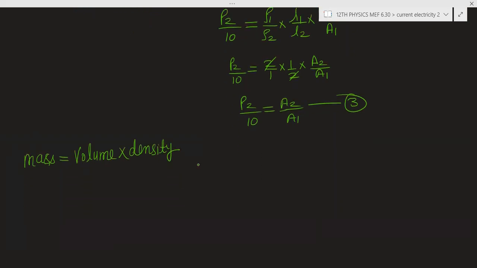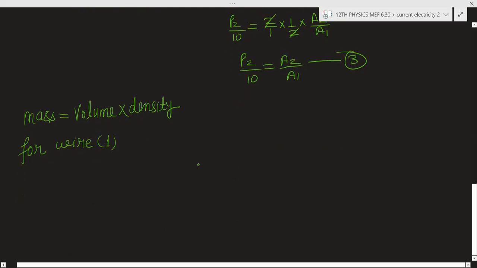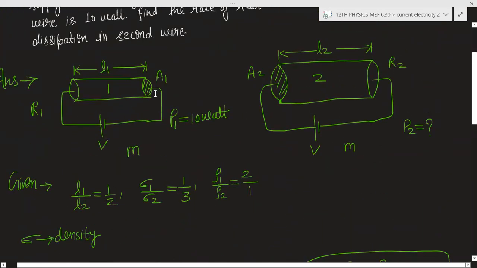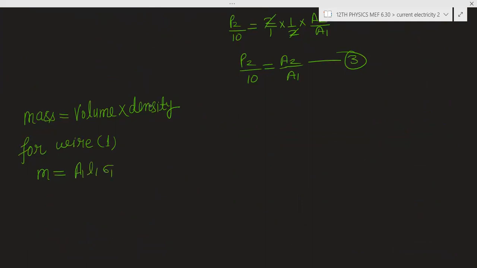For wire 1, suppose you want to calculate the mass, M. First you have to calculate the volume, and density you already know. So what is the volume for wire 1, Matthew? If you have this cylindrical wire and area of cross section and length are given, what is the volume? Yes, very good. A1 into L1, and sigma 1 is the density. And the mass for the second wire is volume into density, and the volume of the second wire is A2 into L2, and sigma 2.